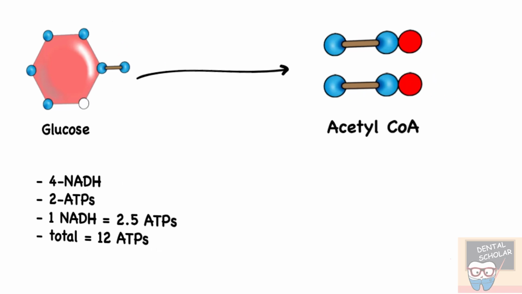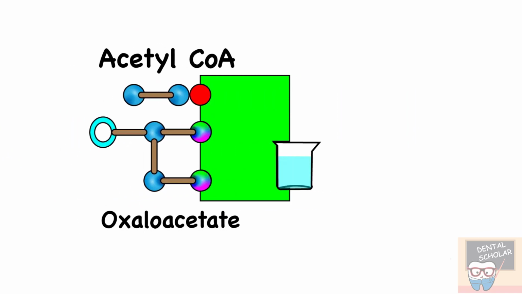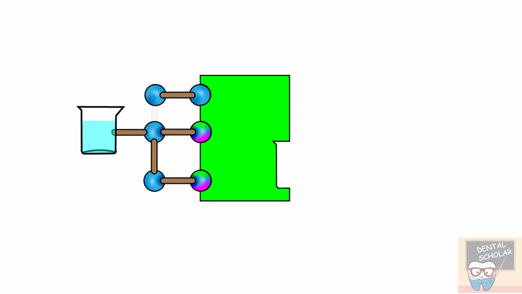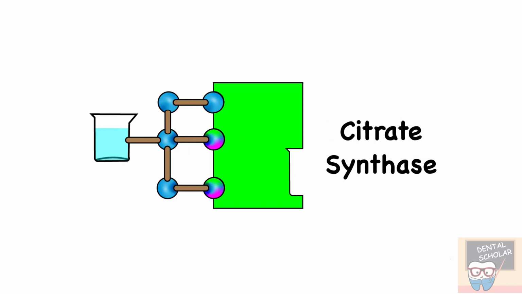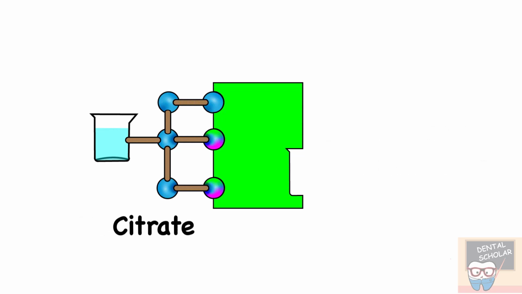Let's now go to the Krebs cycle. In the first step, the acetyl coenzyme A combines with oxaloacetate in the presence of water. This reaction is catalyzed by citrate synthase and the first product formed is citrate, which is a 6-carbon molecule, and this gives the cycle its name, that is citric acid cycle. The coenzyme A part is released here.